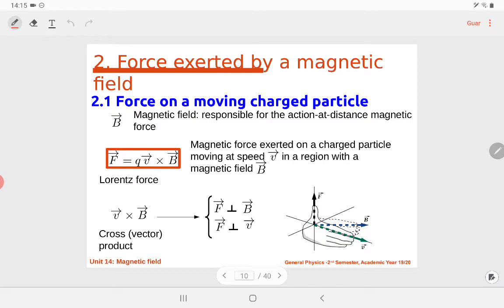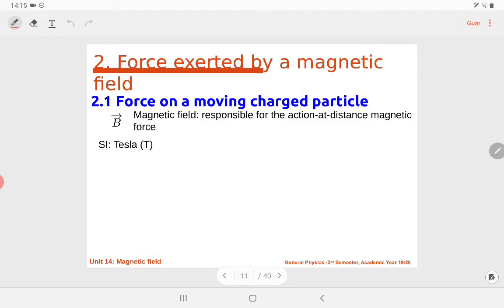Now we're going to think of many moving charged particles. We're going to think of an electric current. No, sorry, I was going too quick. I had yet to discuss the unit of the magnetic field. The unit we use in the international system is called the Tesla.